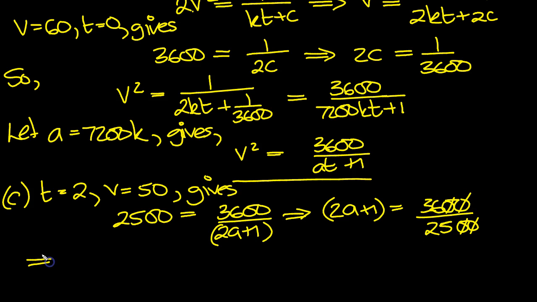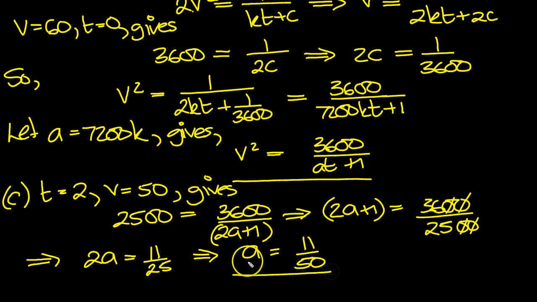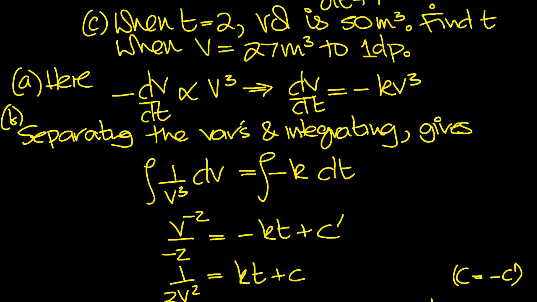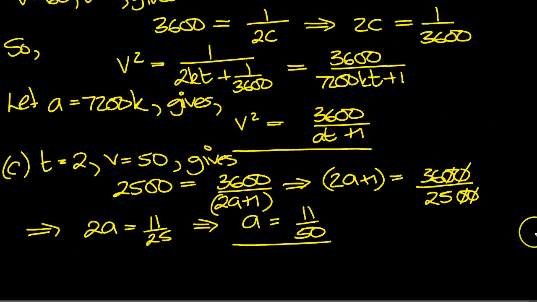So that tells us then that 2A is equal to 36 over 25 minus 1, which is 25 over 25. 36 take 25 is 11 over 25, so I've written it down straight away. A equals 11 over 50. So there's A. And now what does it finally ask for then? Find t when V is 27 meters cubed to 1 dp.